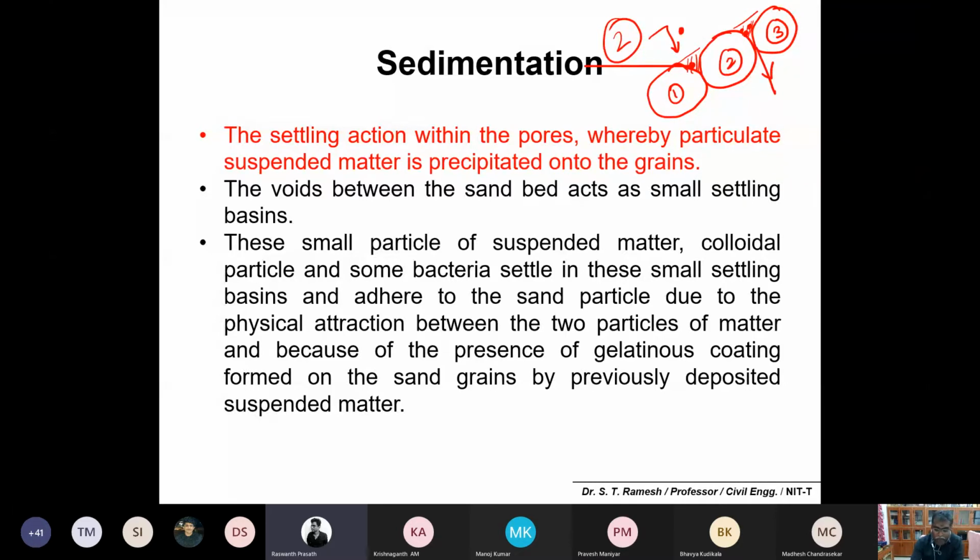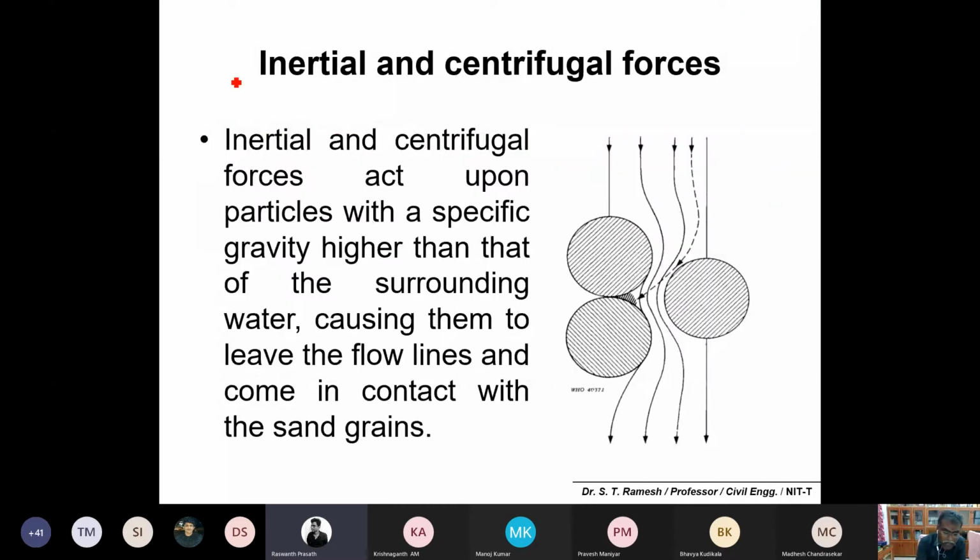Is it okay? Yes, sir. So the interstices or pores between the soil grains will act as a sedimentation basin, and in the settling basin the particles are getting trapped or settled. So thereby you can claim that this water is completely filtered, and the water coming out of the filter bed is free from microsolids.